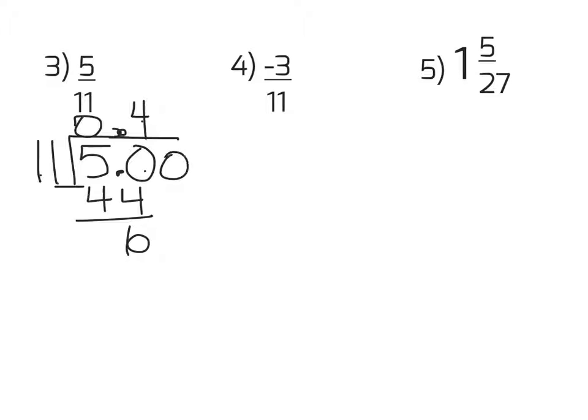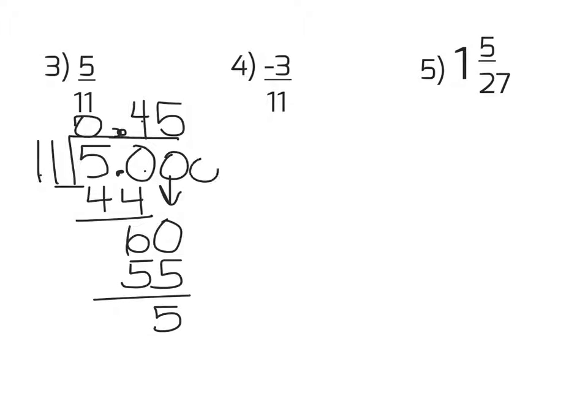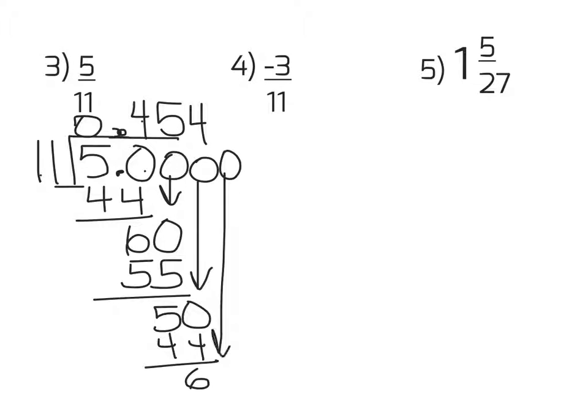And dropping down a 0. 11 goes into 65 times. And 11 times 5 is 55. And 60 minus 55 is 5. So I'm going to bring another 0 down. So now I'm getting to 11 goes into 50 4 times. 44. And that's 6. I can bring down another 0.